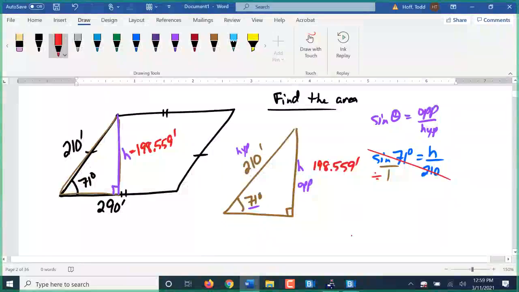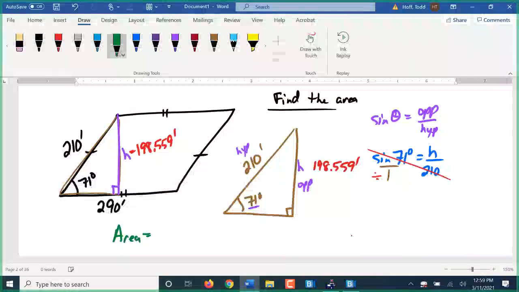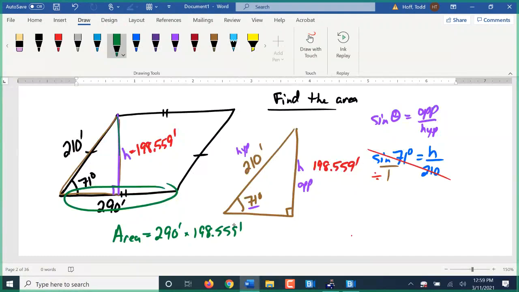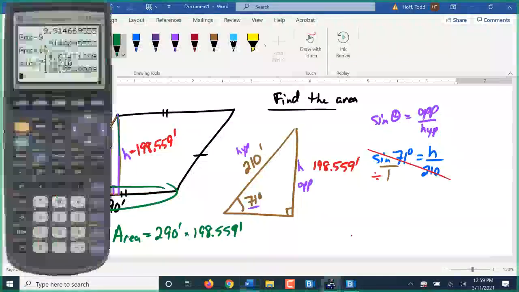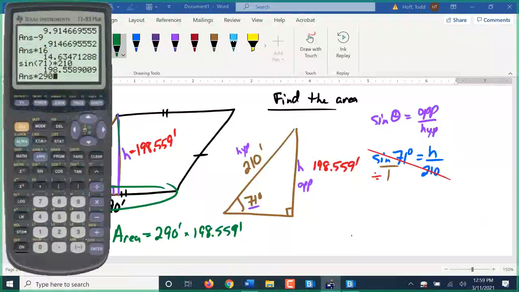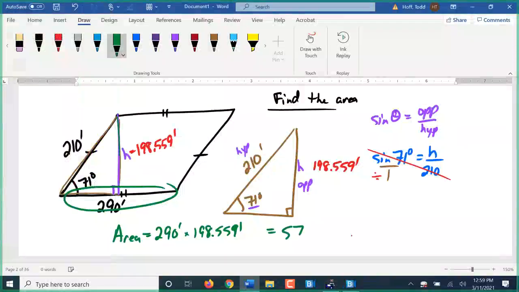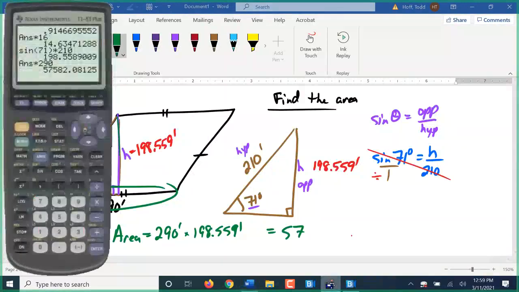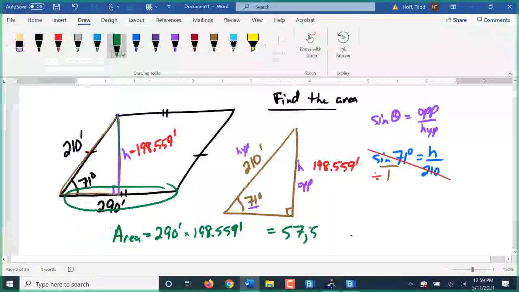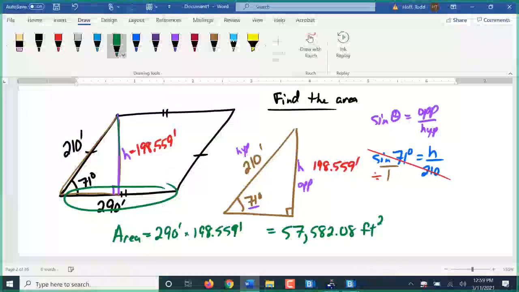So our area would be the 290-foot base times the 198.559 foot height across here. Again, notice I'm going to leave that in my calculator. I'm just going to multiply by the 290 to get an area of 57,582.08 square feet. Well, the question comes up, is that a big lot?